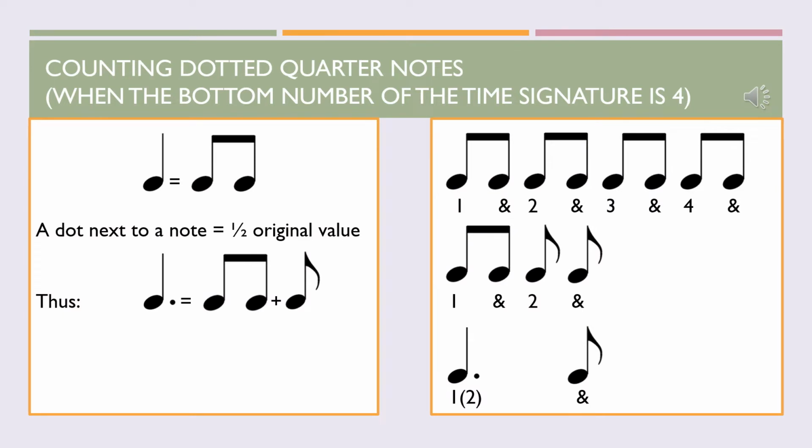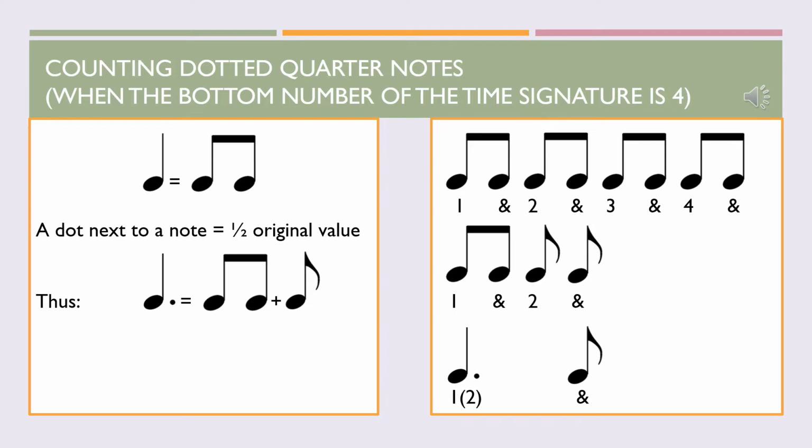The graphics here are to help you visualize the duration of a dotted quarter note. Remember, a quarter note is the same duration as 2 eighth notes. The dot next to a quarter note equals half the original value, so that would be 1 more eighth note. Thus, a dotted quarter note equals the same duration as 3 eighth notes.